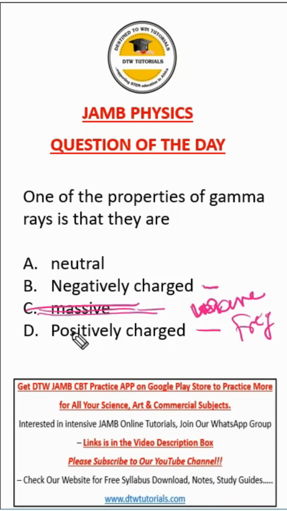So for gamma rays, one of the properties is that it is neutral. It is electrically neutral, so it cannot be deflected by either electric fields or magnetic fields. So our answer here is A.